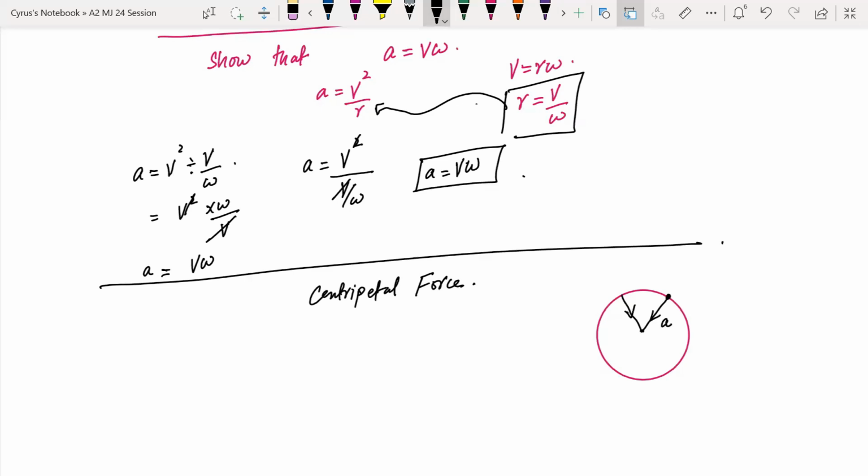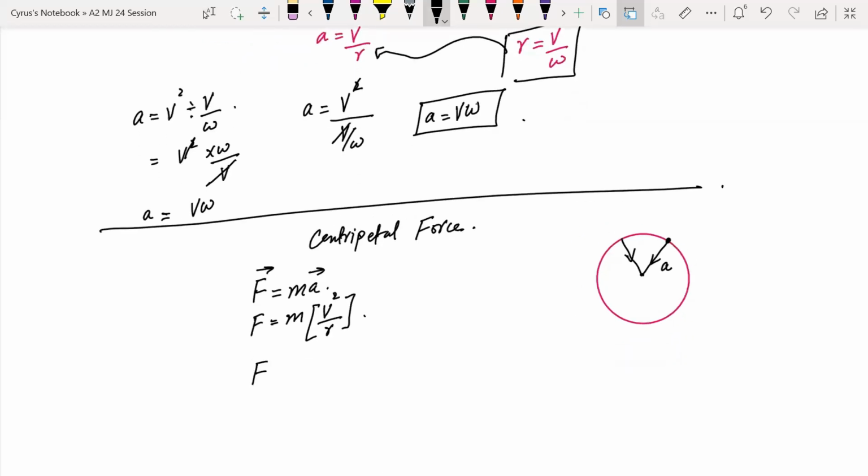आप लोगों को पता है already that F is equal to ma. You know this, that F is equal to ma, and the direction of the force will also be in the direction of the acceleration. So if we substitute the formula of acceleration, which is V square over R, we get the value of the force, which is mv square over R.